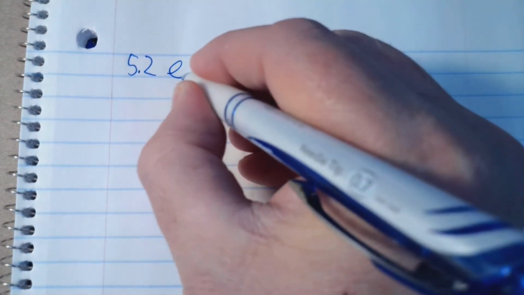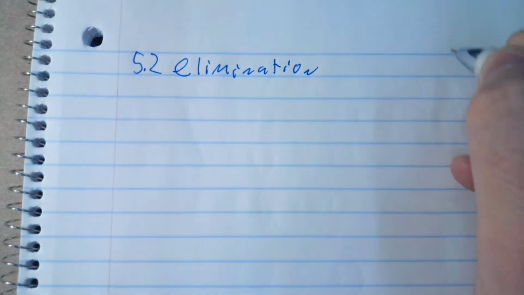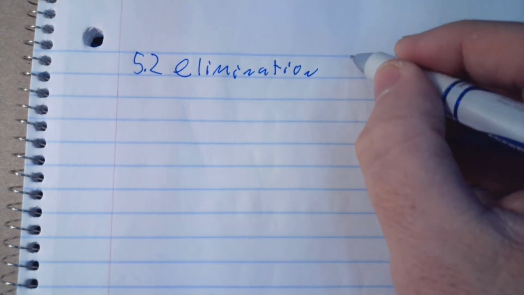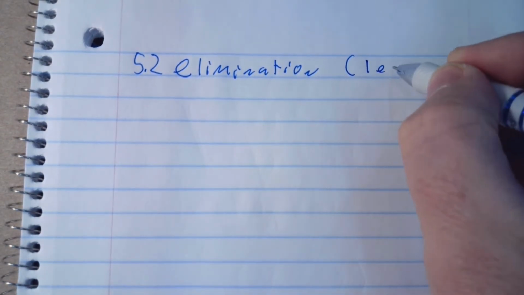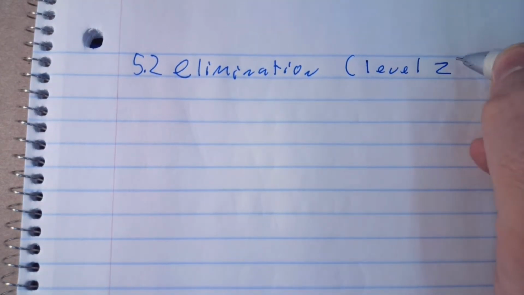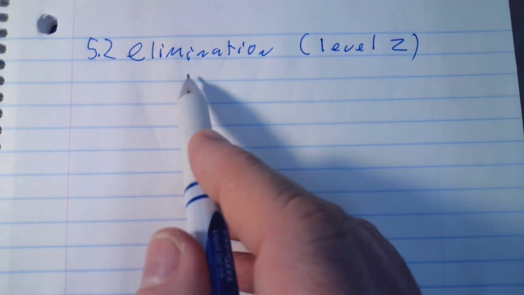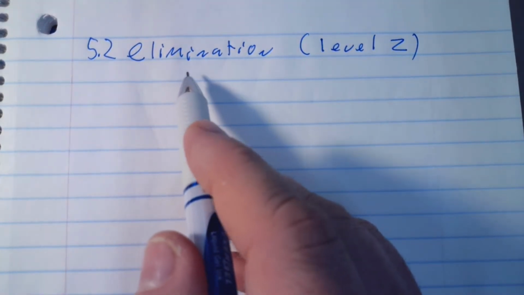Okay, this is going to be 5.2 still. So this is elimination method, so I call this level 2. And this is the elimination method. Basically, elimination means subtraction. And so that's what level 2 is.